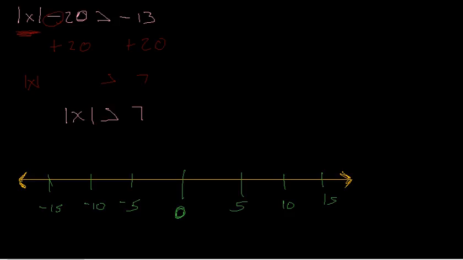And what I want to do here is think, because I have the absolute value of x is greater than positive 7, what's the distance from x to 0? The distance from x to 0 is greater than 7 units. So I'm going to go off to 7, and it's not equal to, so I'm going to do an open circle here, and that's positive 7.